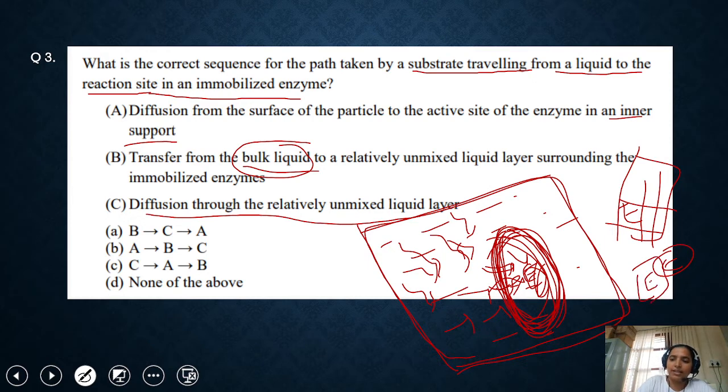This can't happen like it will directly go to the enzyme. First it has to go to the nearby layer of this enzyme, and then it has to finally go to the active site of the enzyme. So this is the sequence they are asking.